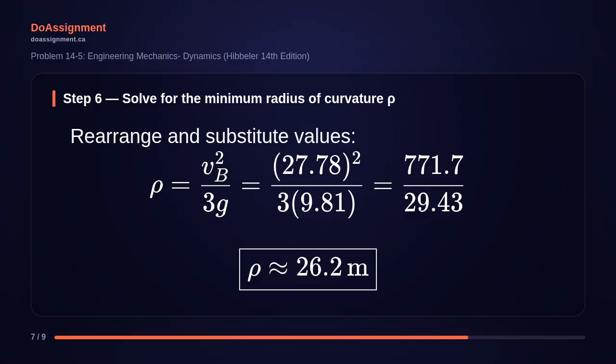Substituting 27.78 meters per second and g equal to 9.81 meters per second squared yields a minimum radius of curvature of approximately 26.2 meters.